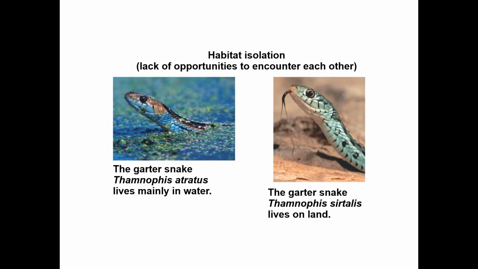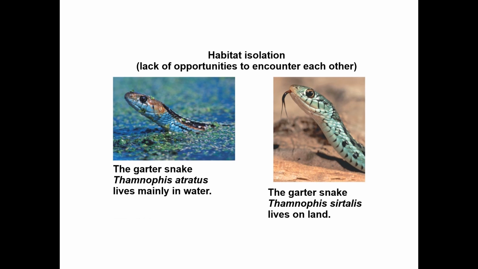Perhaps the most obvious example of prezygotic separation is just being in different places. Habitat isolation means that these organisms never encounter each other, so they don't have the opportunity to interbreed. An example of this is the garter snakes that are pictured here.